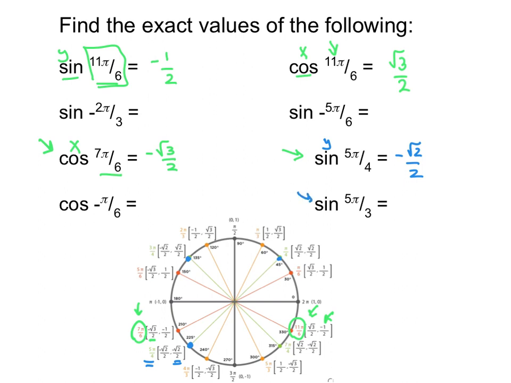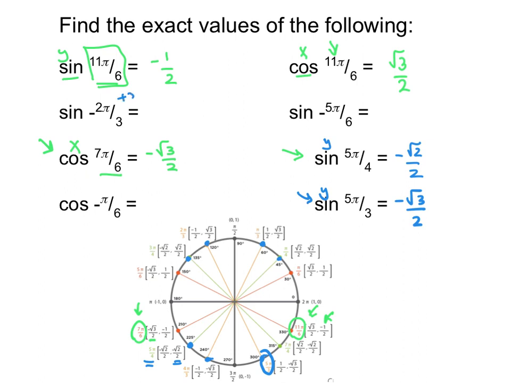Doing the last positive one right here, I'm going to go to 5 pi over 3. Remember, the pi over 3s are the ones that can reduce that are close to the y-axis here. And at 5 pi over 3, it's right here. Because it's sine, it's the y value, and that's going to give me negative square root of 3 over 2.